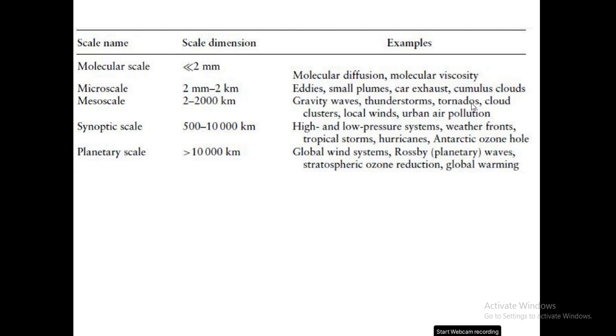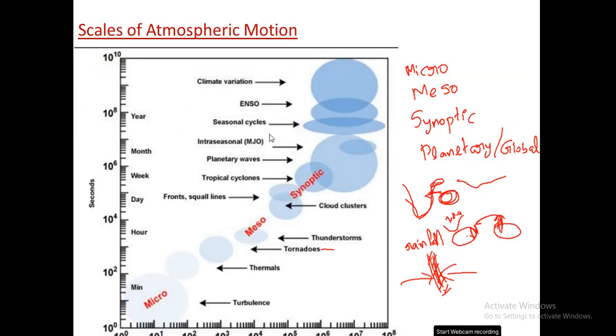Thunderstorms, tornadoes, all these things are examples of mesoscale phenomena. And then we have microscale phenomena, like small eddies, small plumes, then cumulus clouds. All these are examples of microscale phenomena. And below that we have molecular scale, which has an impact of less than 2 millimeter. Very small impact it has. That is molecular scale. So these are the different scales of atmospheric motion.